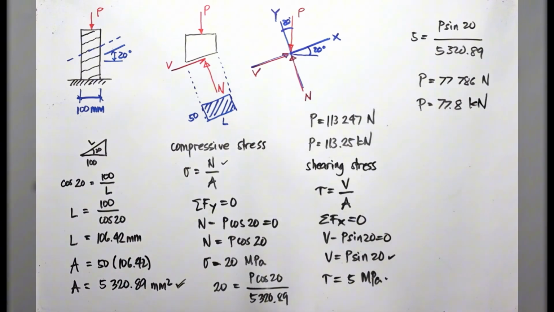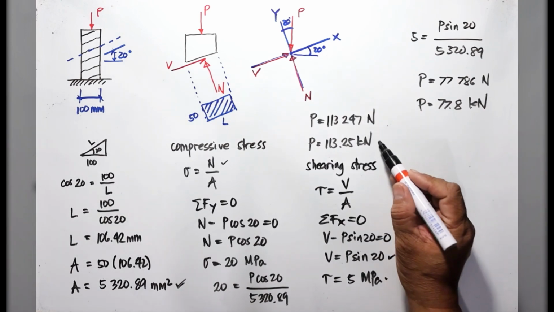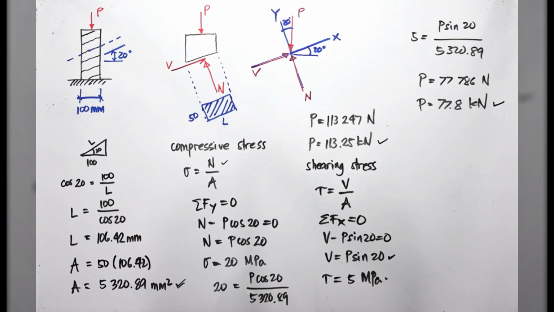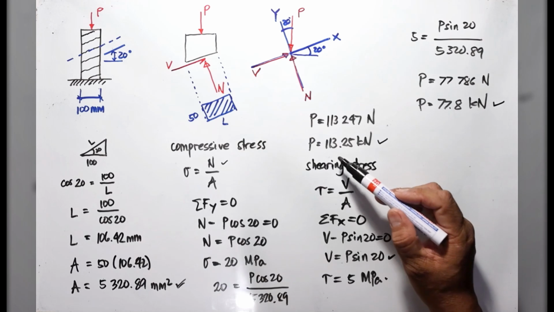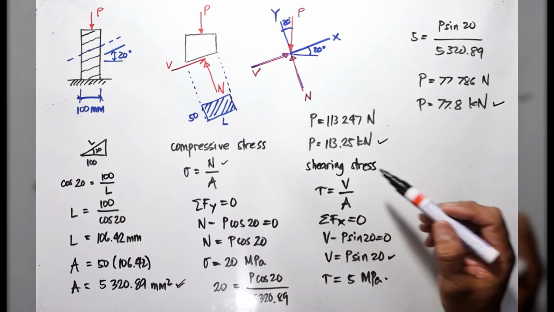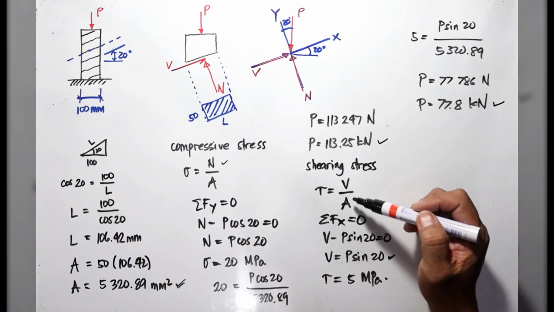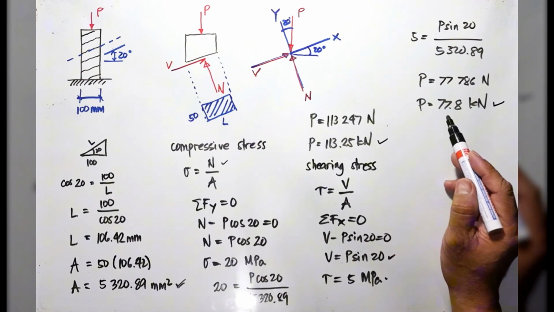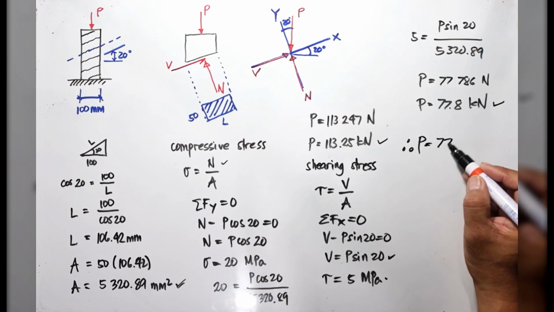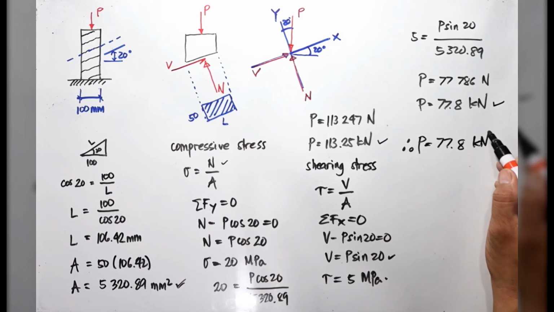So the question is to determine the maximum axial force that can be safely applied to the block. Is it this one, P equals 113, or is it this one, P equals 77.8? If we are going to use P equals 113.25, that means it's safe for compressive stress, but it will exceed the shearing stress, because for shearing stress it can only resist up to 77.8. So therefore the maximum P is just 77.8 kilonewtons.